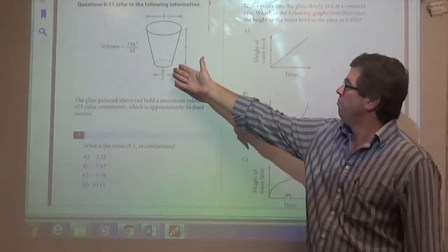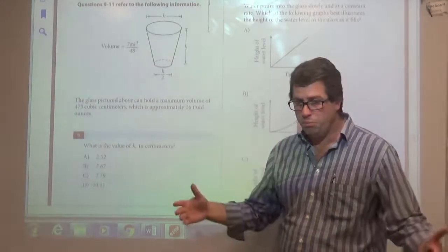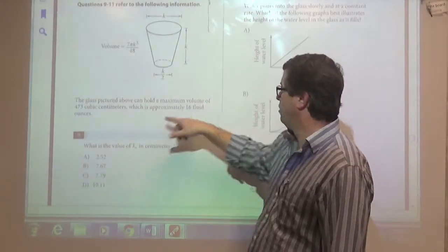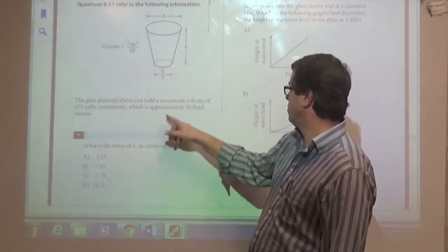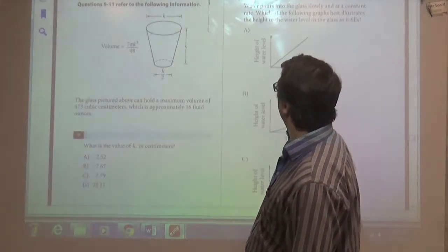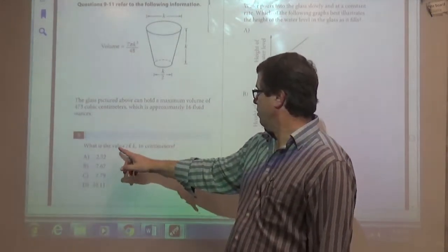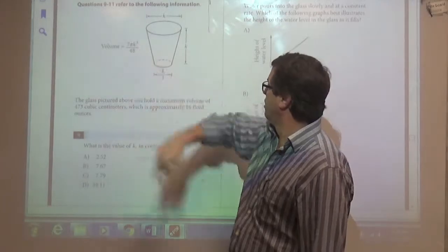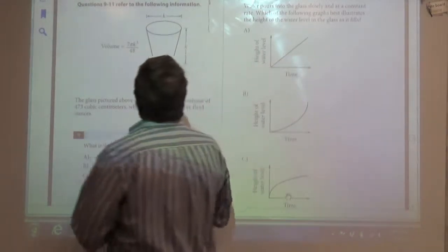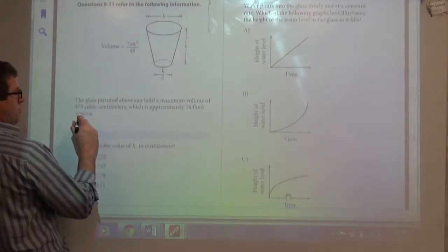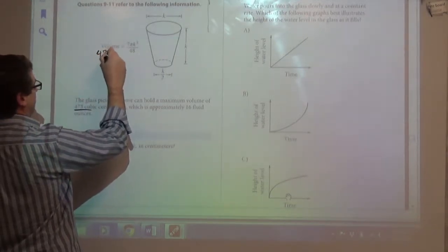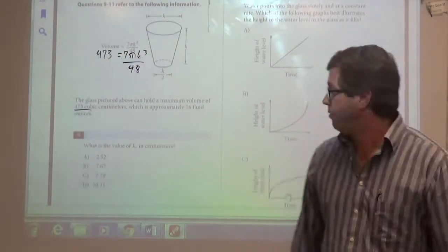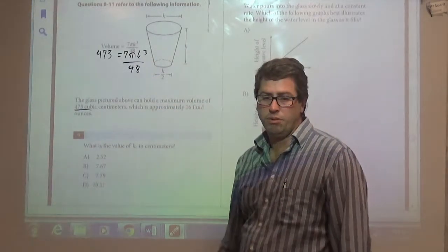Alright, so this looks like we actually have volume. We might actually need a formula, but they already kind of gave us one. The glass pictured above can hold a maximum volume of 473 cubic centimeters, which is approximately 16 fluid ounces. And they want to know what is the value of K in centimeters. So we need to get K by itself. They gave us volume, so let's plug that in. Now, to solve this, we need to get K by itself.